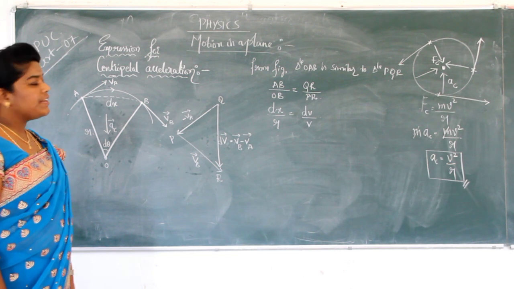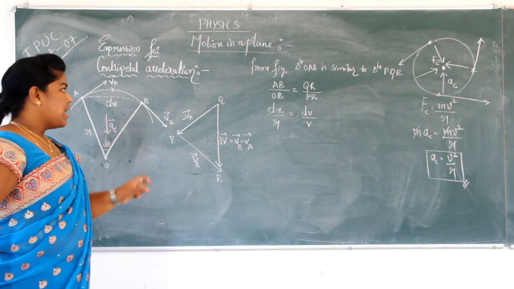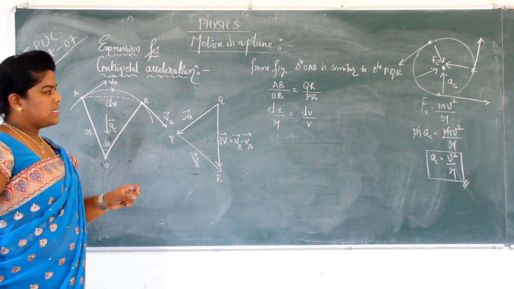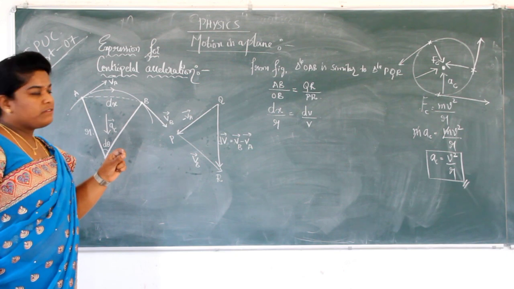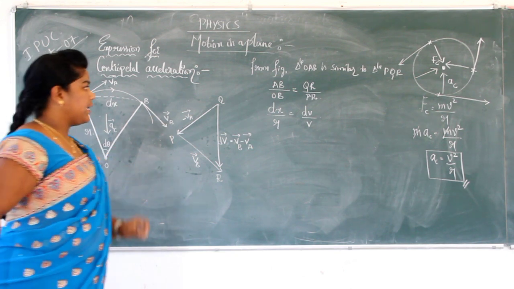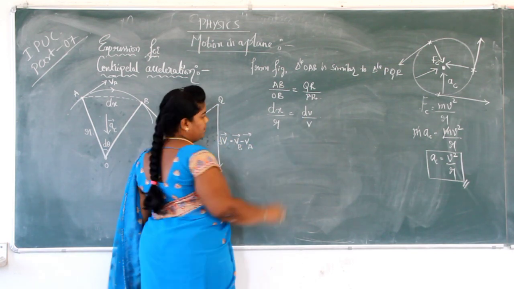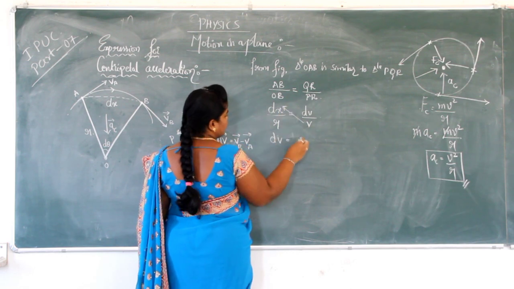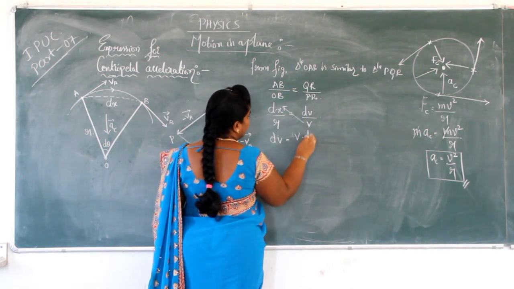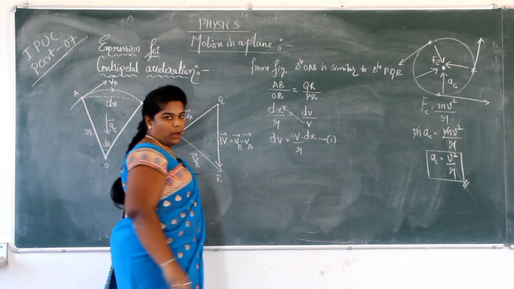So how to get v square by r, my dear students? Dear students, you know that acceleration can be written as velocity by time taken, that is, rate of change of velocity by time taken. So I am going to calculate dV. So dV is equal to, by cross multiplication, v into dx divided by r. Take it as equation number 1.